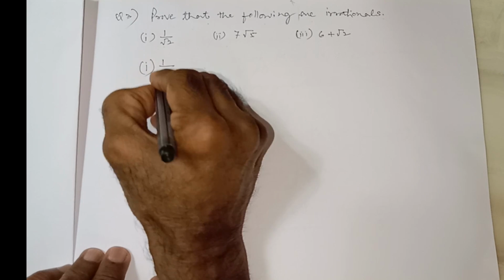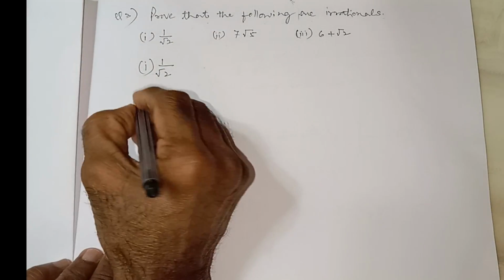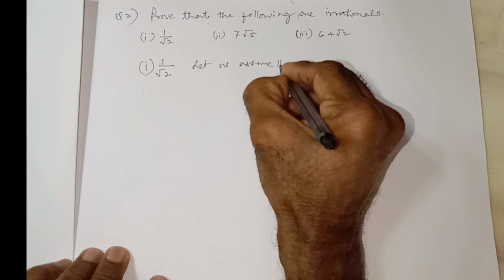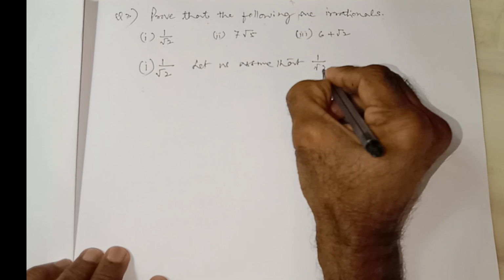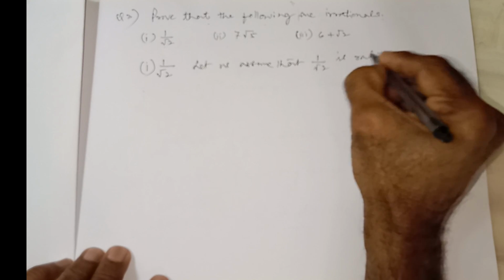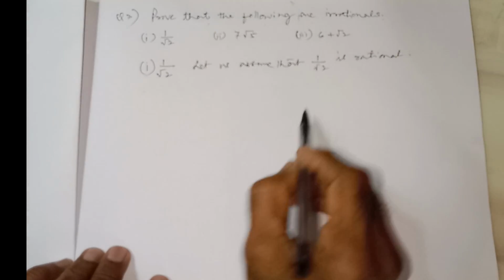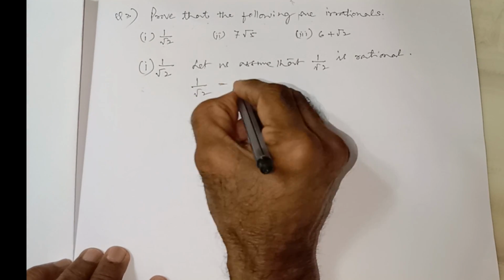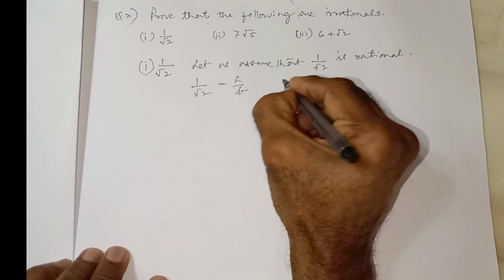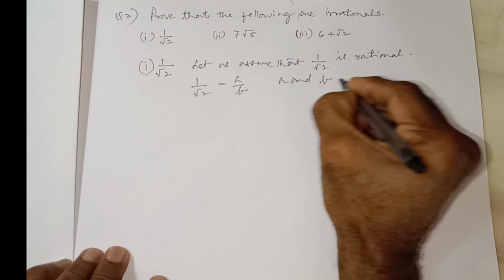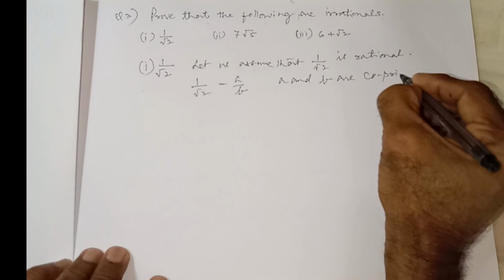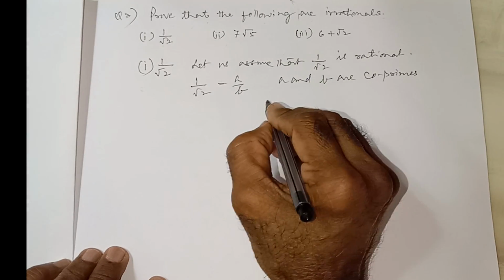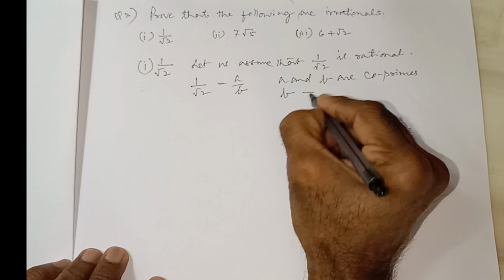The first question is 1 by root 2. So let us assume that 1 by root 2 is rational. The moment you say it is rational, it should be equal to a by b. Here, a and b are co-primes, meaning that they have only one as a common factor and no other factor should be common. And b should never be equal to 0.